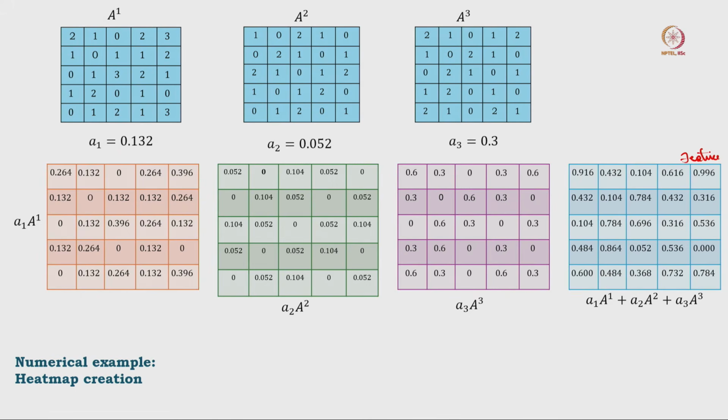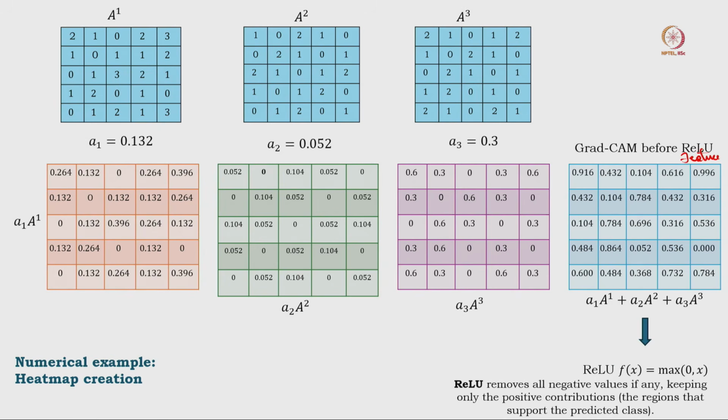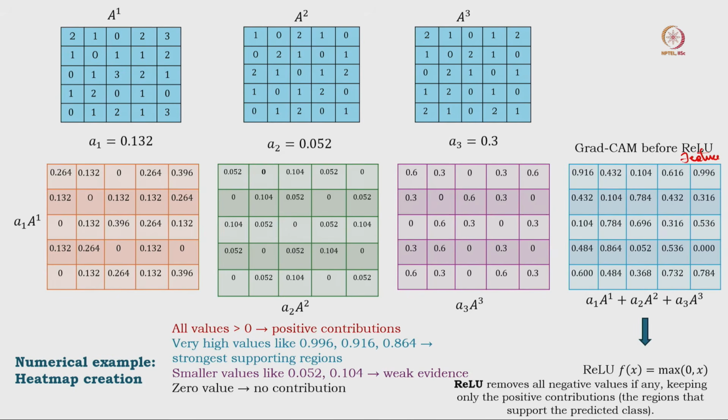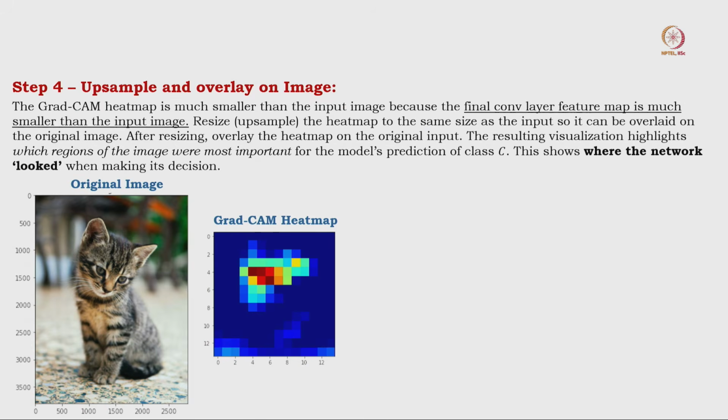Here coincidentally all the values have become positive, but if there are any negative values, pass it to ReLU so that you get the final Grad-CAM values. ReLU removes all the negative values, keeping only the positive contribution. Here, since all the values are greater than 0, all the pixels are positively contributing. The higher the values, the stronger the features that are supporting, and the smaller the values, the weaker the evidence. If there are any zeros, then those pixel values are not at all contributing. This is how you interpret the Grad-CAM heat map. And the final step here is, if this is the original image that we have taken, and this is the Grad-CAM heat map it has produced.